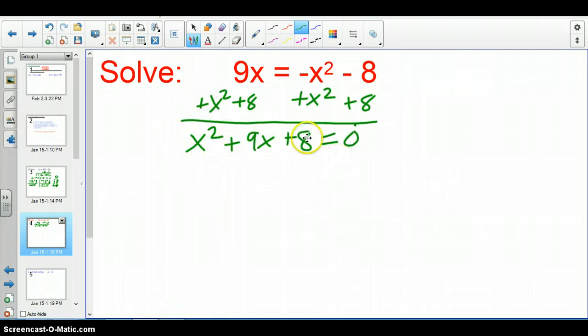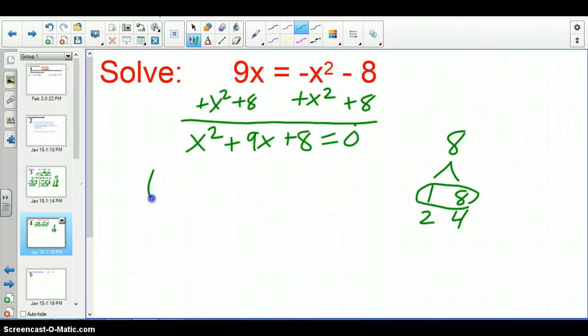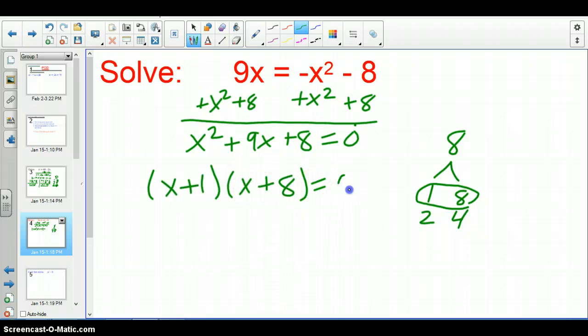Now we need to factor this. So let's look at our c term. Our c term is 8. We need factors of 8. So we have 1 and 8, and 2 and 4. Now out of these factors here, we need a combination of two numbers that adds up to 9. Well, 2 and 4 is not going to get us 9. 8 and 1 will get us 9. So we have x plus 1 and x plus 8 equals 0.